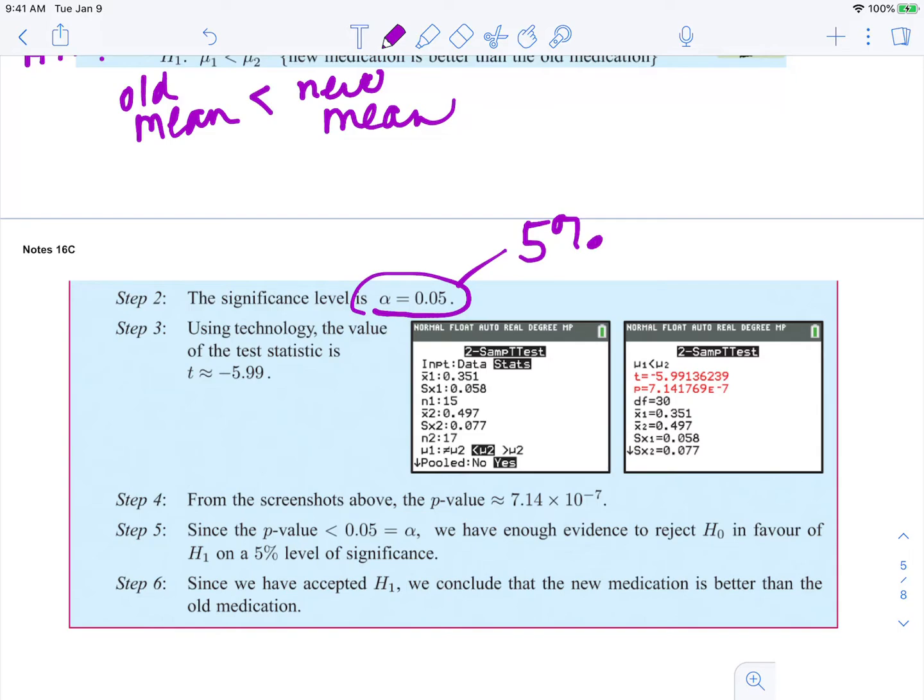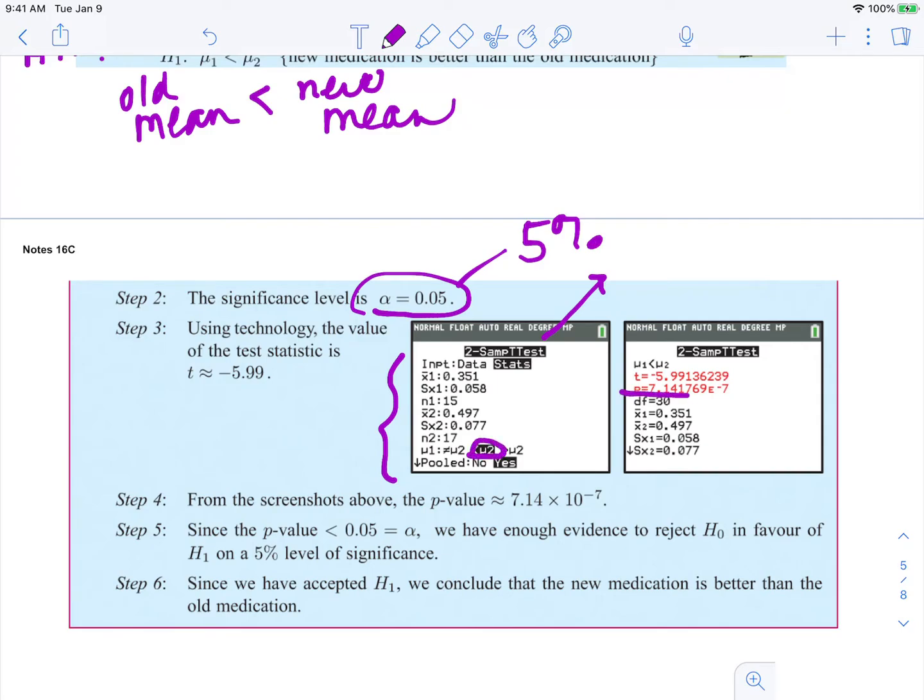Then we would use our graphing calculator, and we would choose two-sample t-test. We would enter into our calculator the mean, the standard deviation, and the sample size for the original or the old medication. And then you would do the same thing for the new medication. The mean, standard deviation, and sample size. And then you would choose the middle.